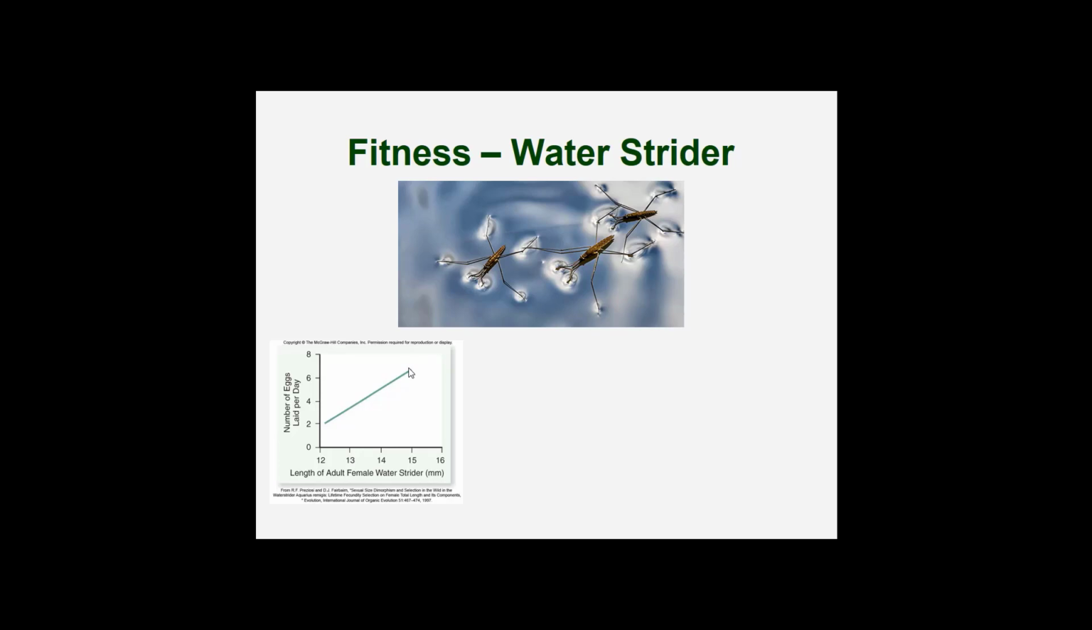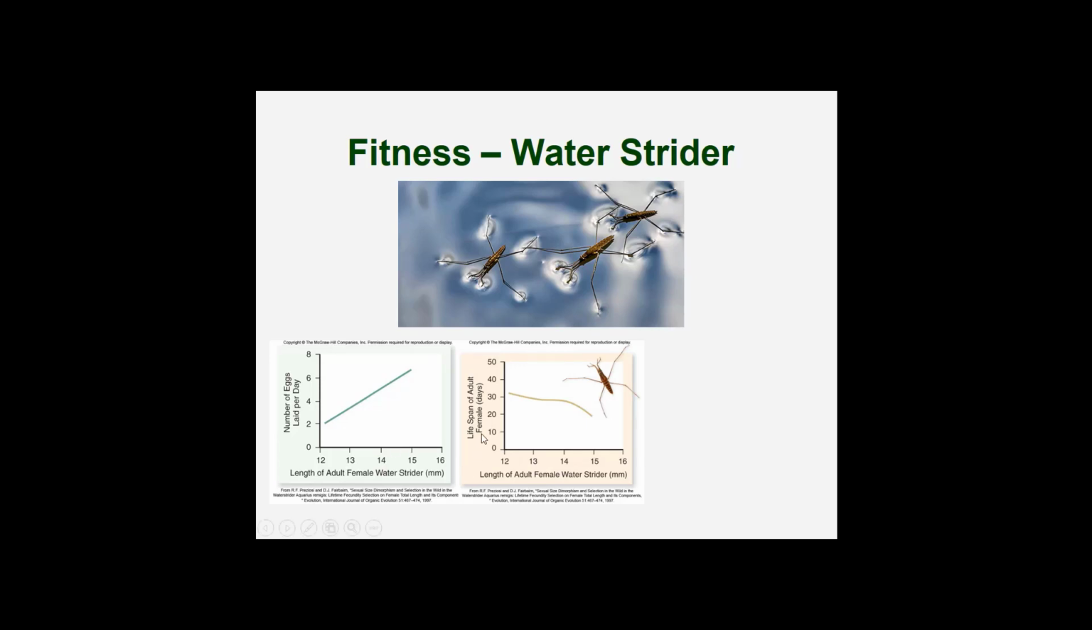suggesting what is the fittest size for female water striders? Well, probably around 15 millimeters. Well, if it was just survival of the fittest, would we really have any female water striders that were down at 12.5 millimeters? Let's take a look at this in a little more detail, because there are other factors that play a role. What about the lifespan of female water striders? Well, here we see that smaller female water striders actually live longer than larger water striders.